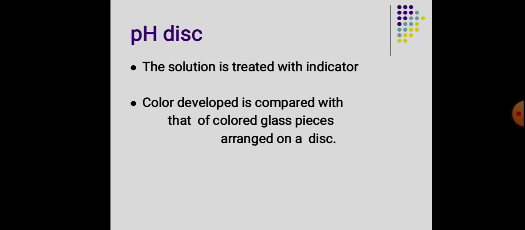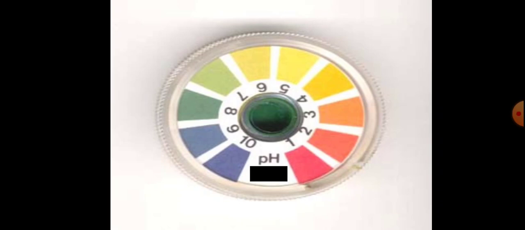Next, about the pH disc. Here the solution is treated with indicator, and the color developed is compared with that of colored glass pieces arranged on a disc. This is a pH disc, and the color developed is compared with the color pattern on this disc, and thus we note the pH.